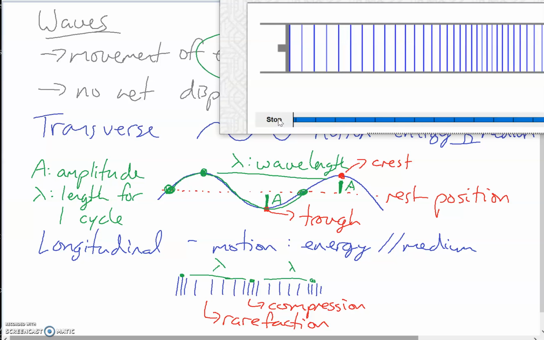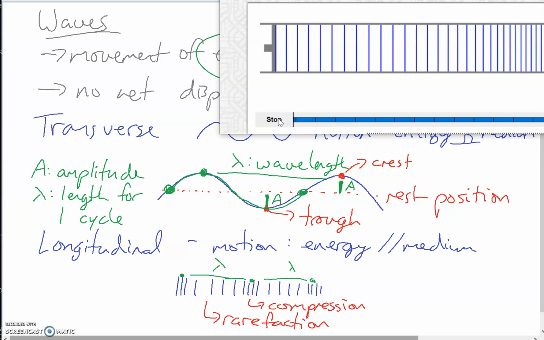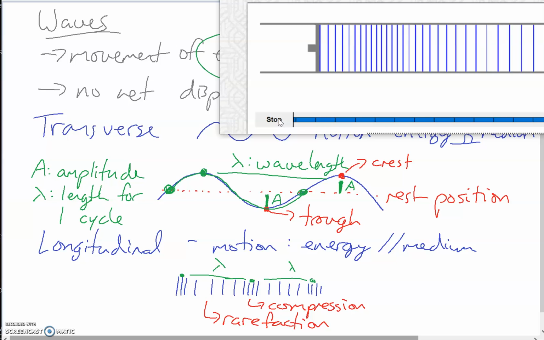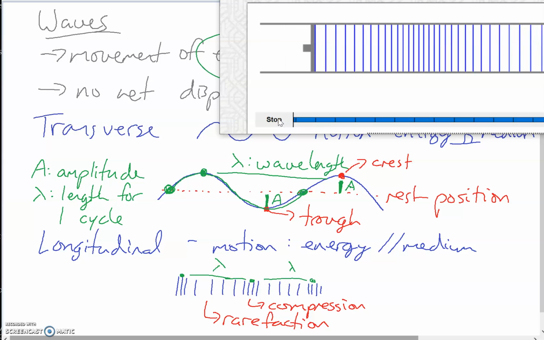So you have the transverse waves, which are more like up and down type waves. That's what a lot of people think of. And then we have the longitudinal waves, which are more the parallel type motion, with energy and the medium moving in the same direction. But those are your two main types of waves.